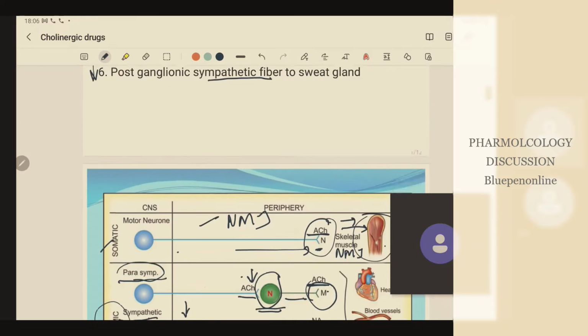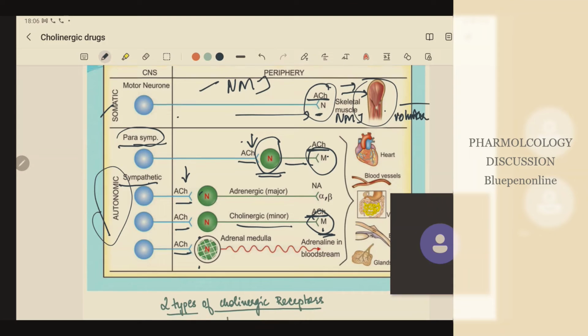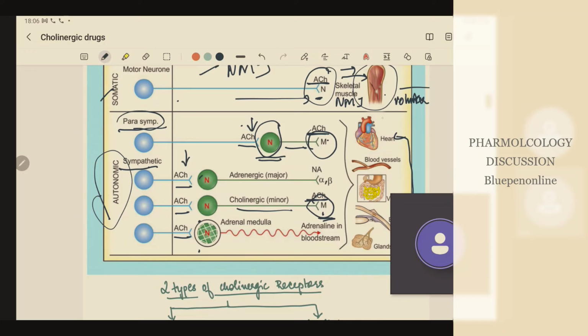Because this is voluntary. But these two are... Sorry, I didn't hear you. This one is voluntary, the neuromuscular junction, the somatic one.